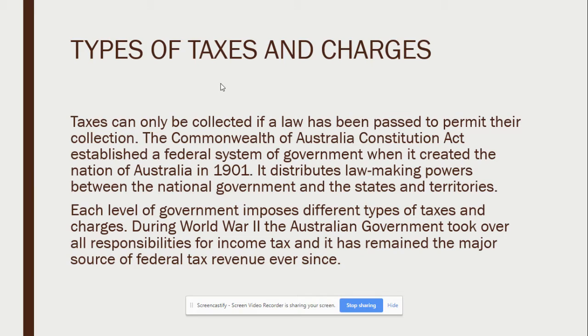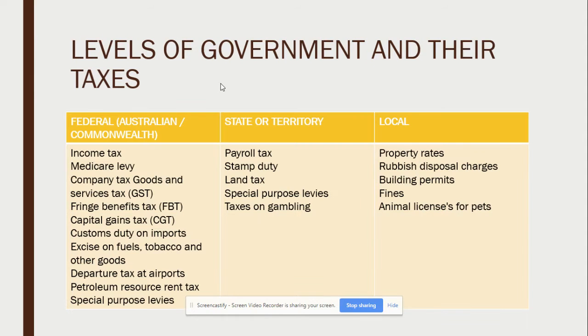Each level of government imposes different types of taxes and charges. During World War II, the Australian government took over all responsibilities for income tax and has remained the major source of federal tax revenue ever since. These are the levels of government, and so you've got the federal. They look after income tax, Medicare, company tax, goods and services tax, fringe benefits tax, capital gains tax, customs duty on imports, excise on fuels, departure tax at the airports, petroleum resource rent tax, and special purpose levies.